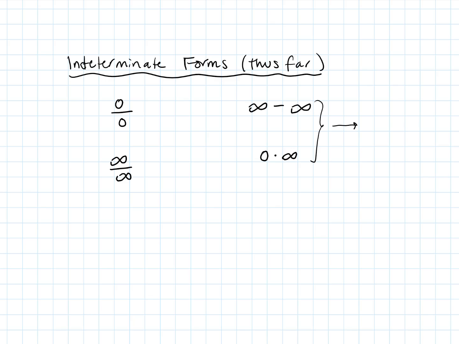These two we have to use some strategy before applying L'Hopital's rule. We have to use some strategy to get these into one of these two forms. These are the two forms where L'Hopital's rule is applicable. So if you have 0 over 0 or infinity over infinity with a quotient, the limit of a quotient, then you can apply L'Hopital's rule.